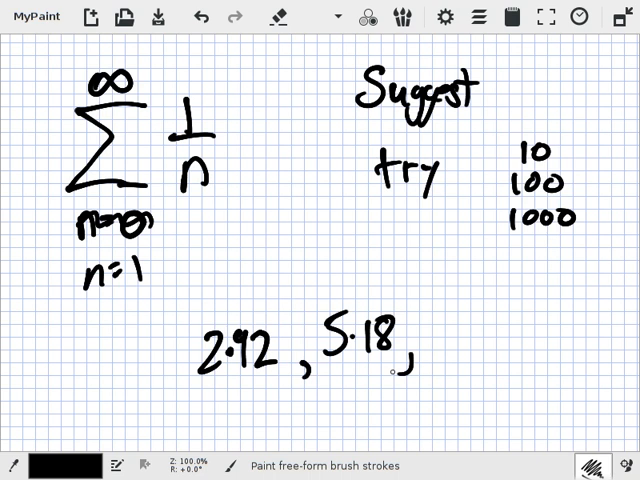Does anyone have the 1,000 terms yet? Or is it still calculating? Calculating. Anyways, while we're waiting for that, what do we think?